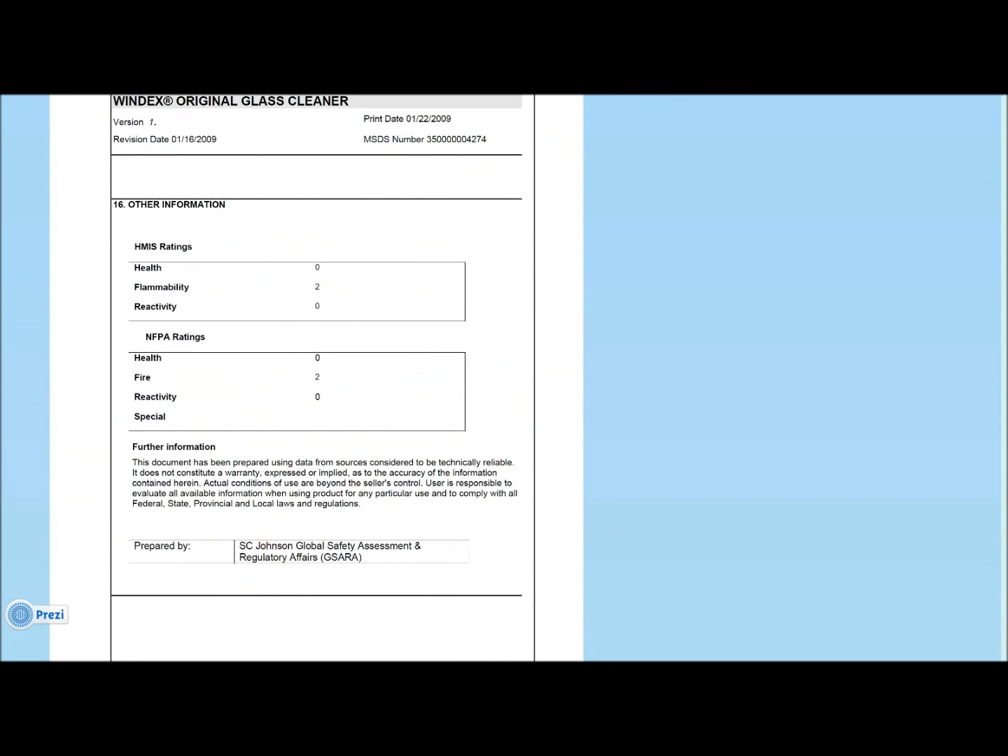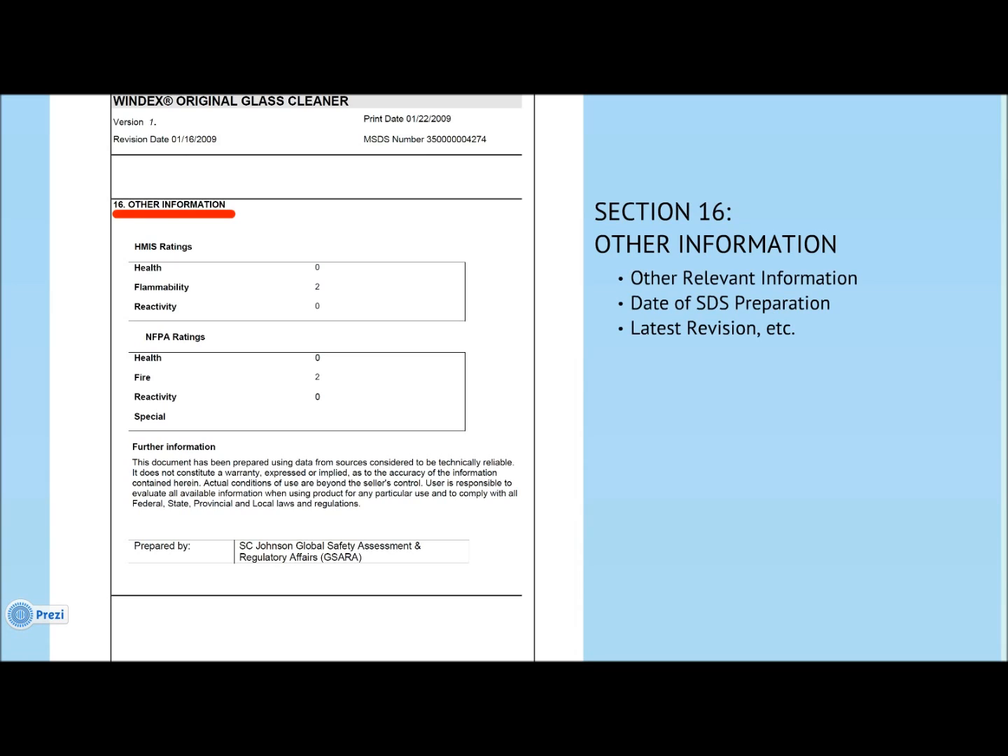And finally, Section 16, Other Information. This section indicates when the safety data sheet was prepared or when the last known revision was made. The safety data sheet may also state where the changes have been made to the previous versions. You may wish to contact the supplier for an explanation of any changes. Other useful information may also appear here.